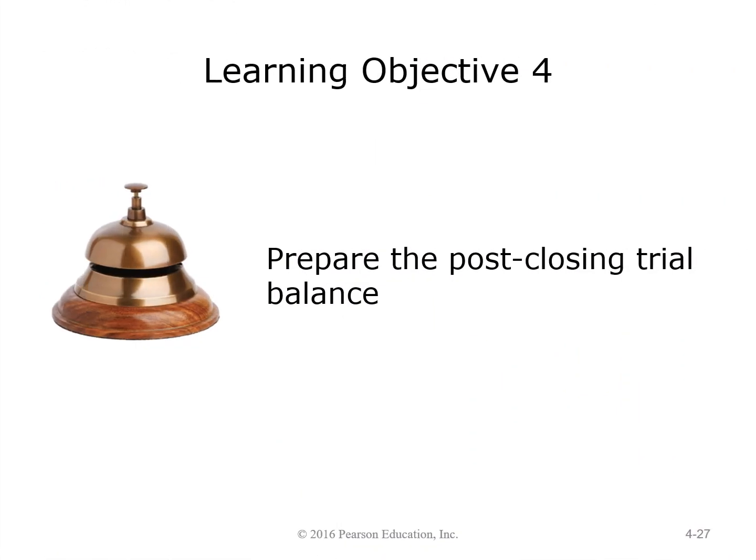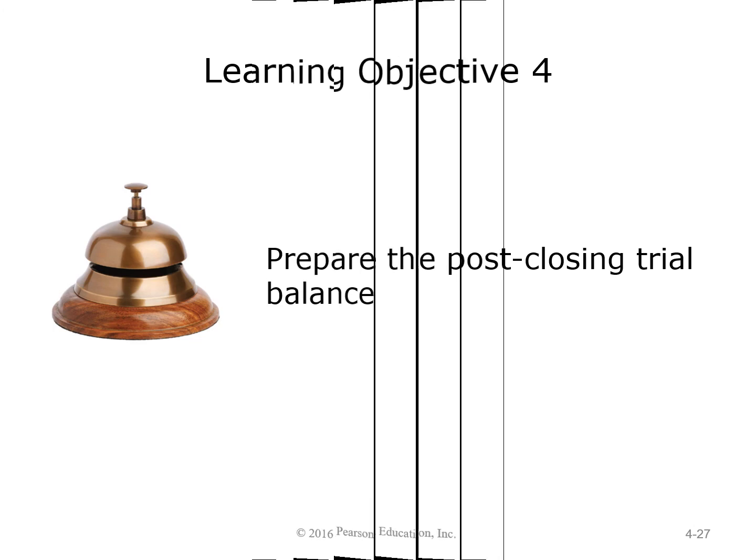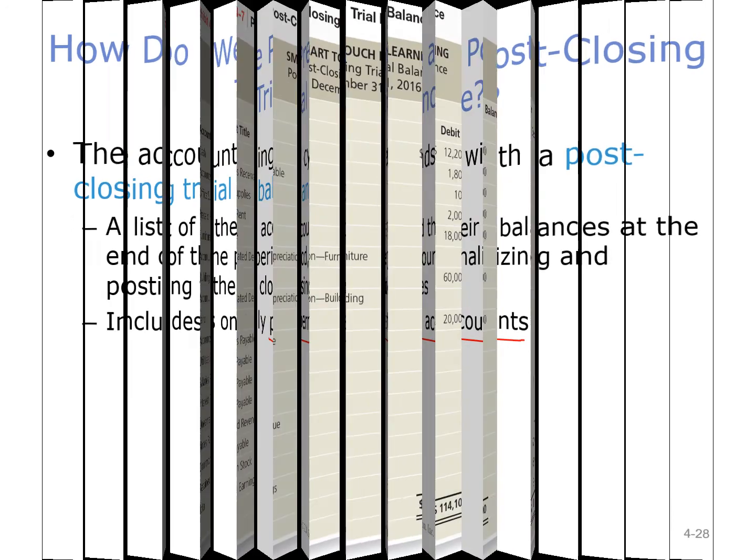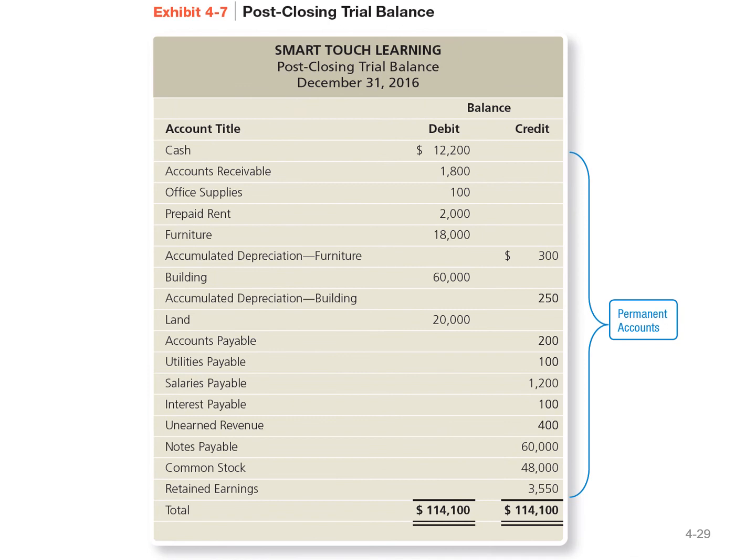Let's go for the last thing to be done, the post-closing trial balance. The post-closing trial balance is a list of all the accounts and their balances at the end of the period after journalizing and posting the closing entries. It includes only permanent accounts. Why include only permanent? Because you closed all the temporary accounts. What are the temporary accounts? Revenue, expenses, and dividend.